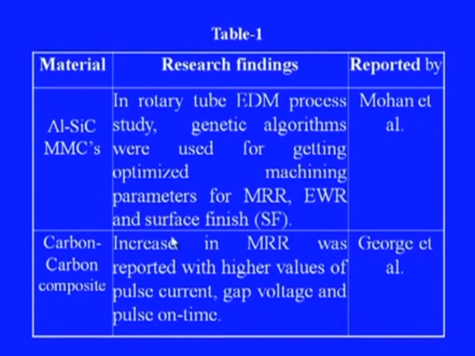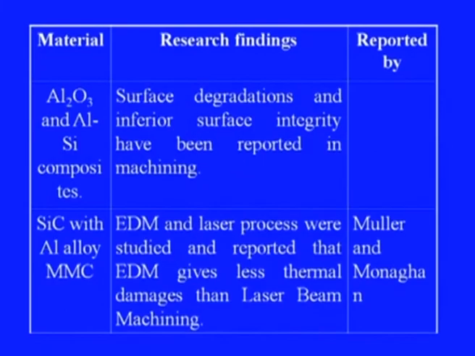These are some of the attempts on machining of MMCs using EDM. Mohan and his co-researchers have suggested one process. This is rotary tube EDM process. Then George and his co-researchers have also used EDM process for carbon-carbon composite machining, and they have reported an increase in the MRR. Then alumina and aluminum silicon composites were machined in another attempt, where people have observed surface degradations and inferior surface integrity.